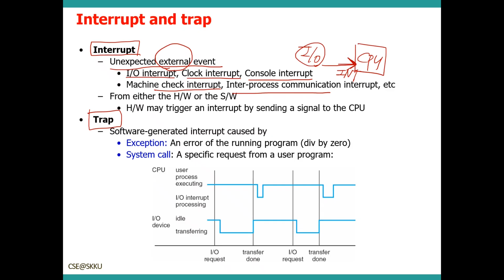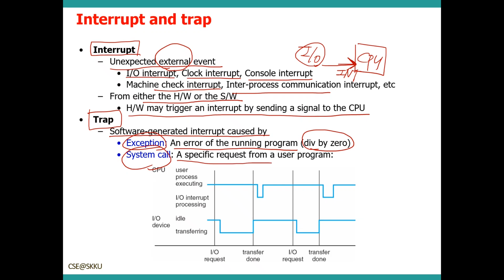An interrupt can be generated either from hardware or software. Hardware may trigger an interrupt by sending a signal to the CPU. A trap is a software-generated interrupt caused by an exception or a system call. An exception means an error case of the running program. For example, if a program tries to execute divide by 0, then the hardware generates an exception. A system call is a specific request from a user application to get some service from the kernel.